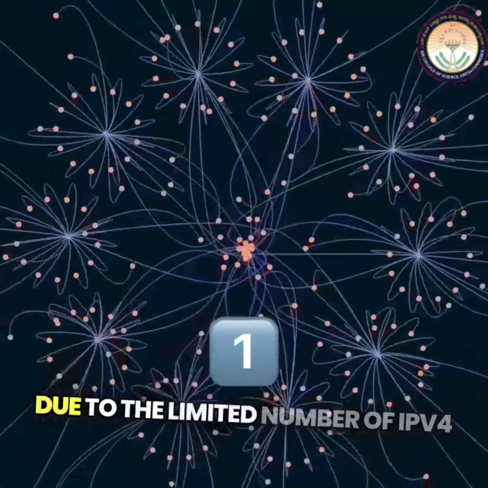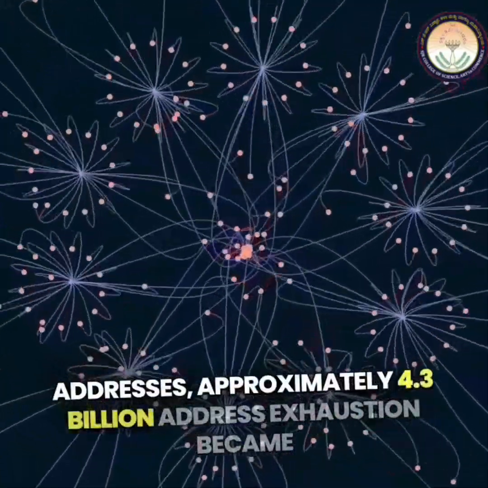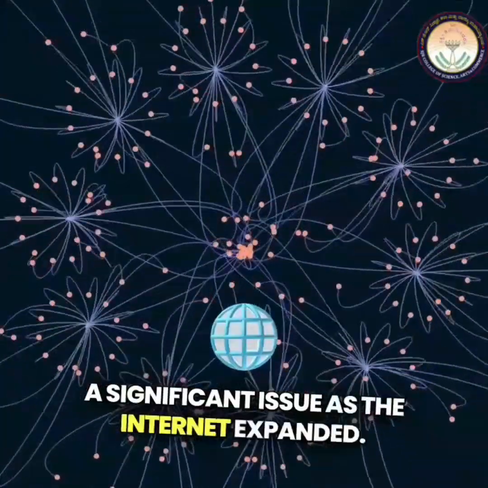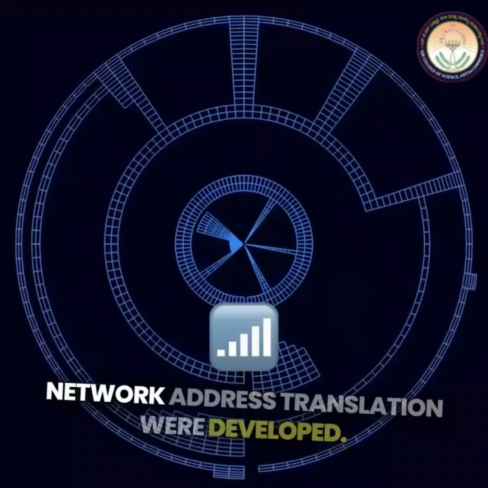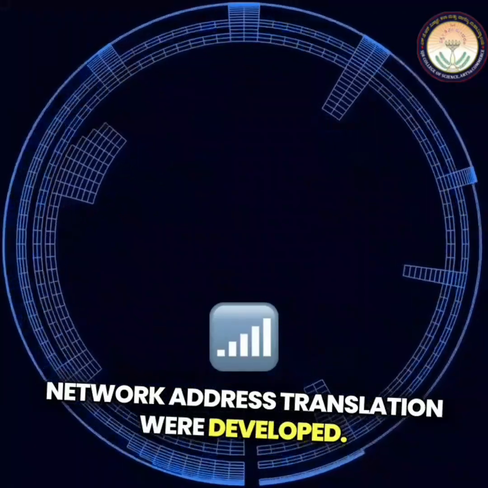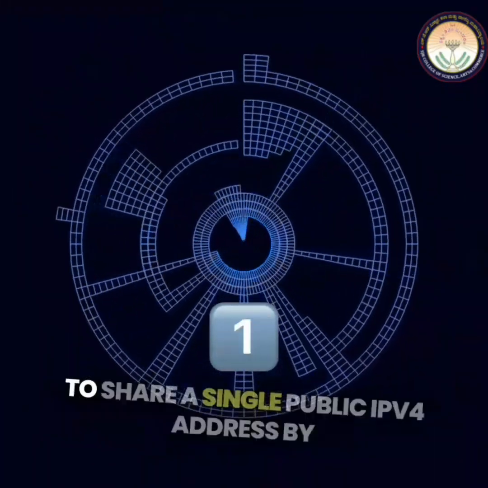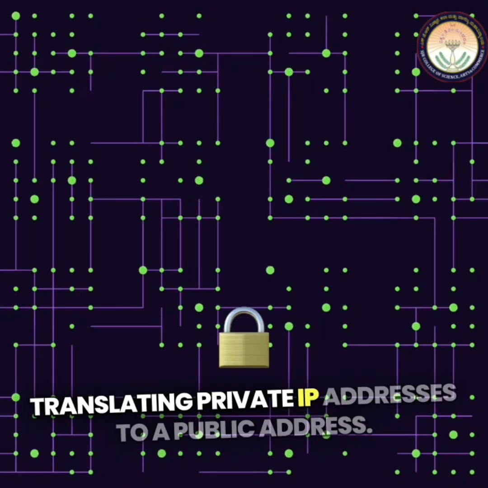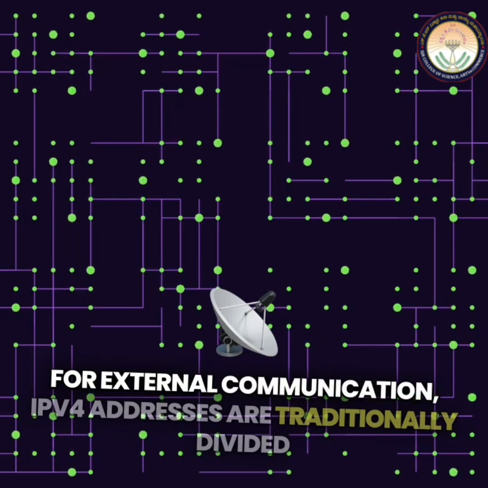Due to the limited number of IPv4 addresses, approximately 4.3 billion, address exhaustion became a significant issue as the Internet expanded. To mitigate this, techniques like network address translation were developed. NAT allows multiple devices on a local network to share a single public IPv4 address by translating private IP addresses to a public address for external communication.